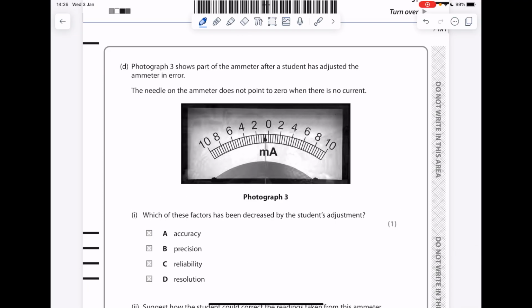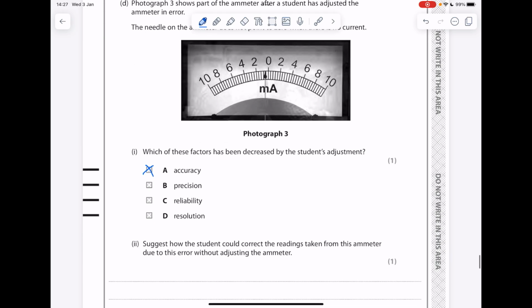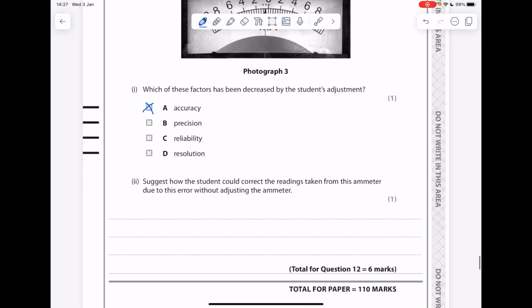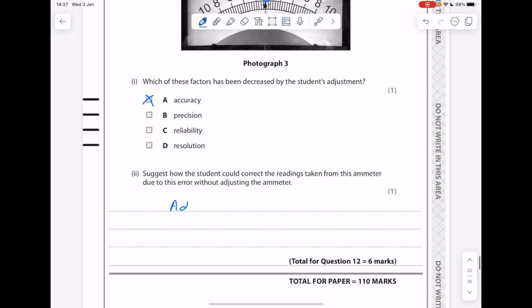Photograph 3 shows part of the ammeter after a student has adjusted the ammeter in error. The needle on the ammeter does not point to 0 when there's no current. Which of these factors has been decreased by the student's adjustment? Definitely the accuracy. That is going to generate an incorrect value. Suggest how the student could correct the readings taken from this ammeter due to this error without adjusting the ammeter. You just want to look at that value and just add that number to whatever the reading is. And that signals the end of the paper.